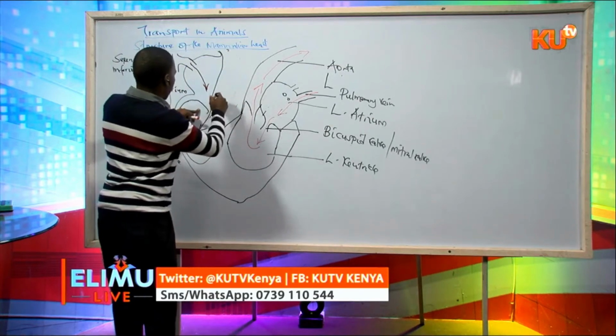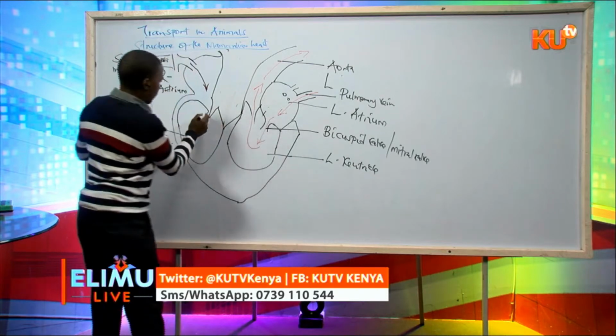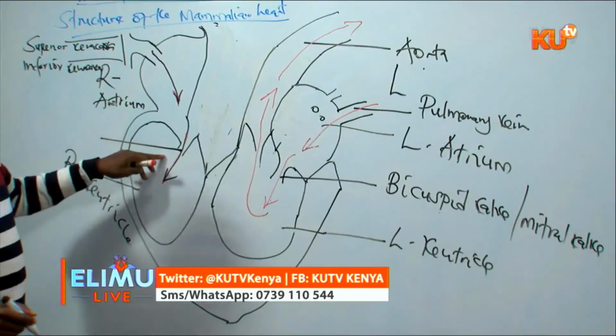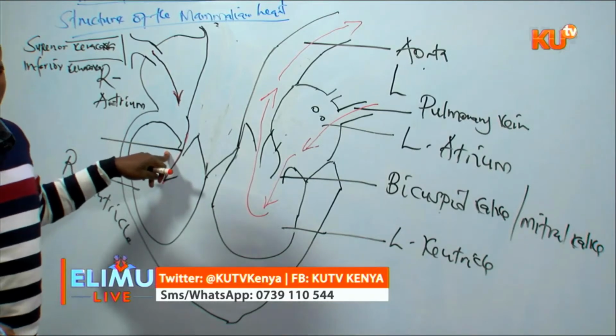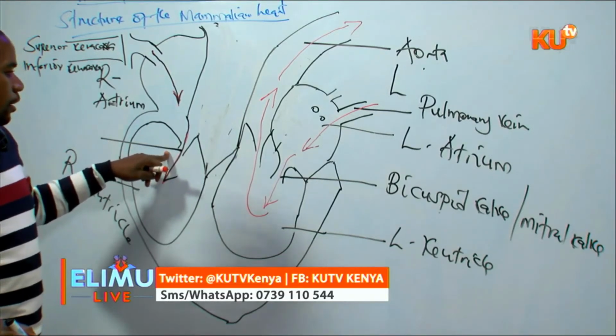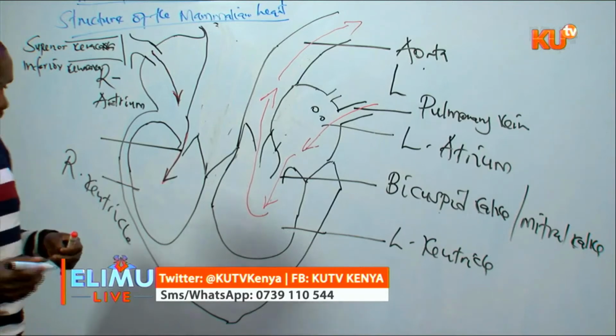So blood is coming in into this section here. We also have valves at this particular point. These valves are known as tricuspid valves.